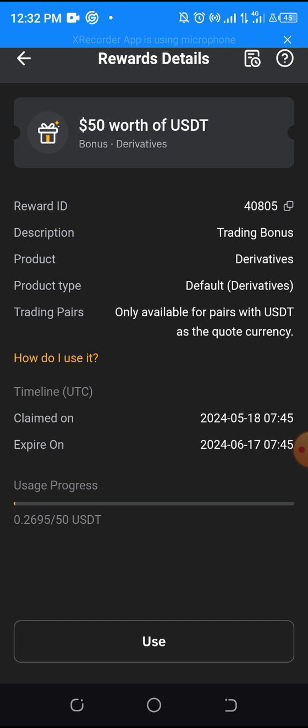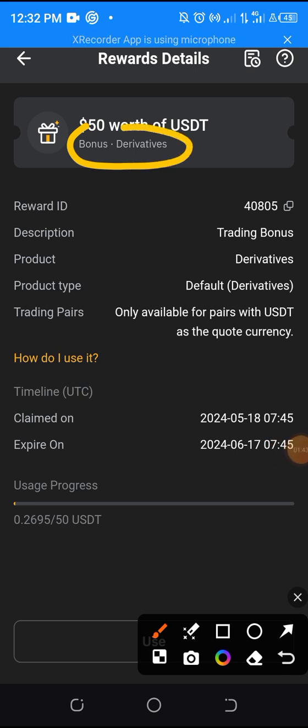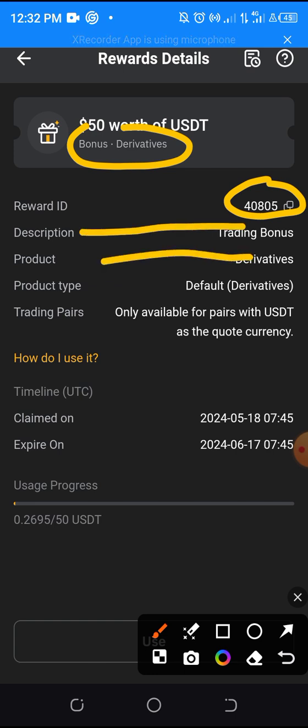rewards bonus to check the details. So they say this $50 worth of USDT is a bonus for derivatives. Bonus strictly for derivatives. Are you seeing it? And this is your reward ID. This is your description. Description is trading bonus. Product is derivatives. It can only be used to trade pairs only available with USDT as the quote currency. You cannot trade pairs with another quote currency. Only pairs with USDT as quote currency will be traded with this bonus, right?